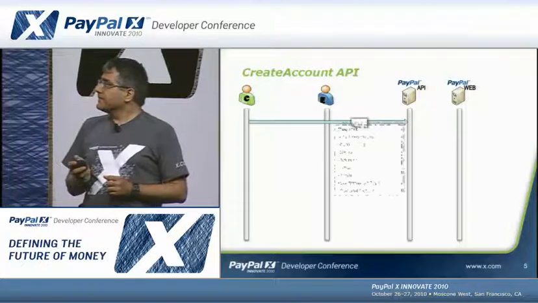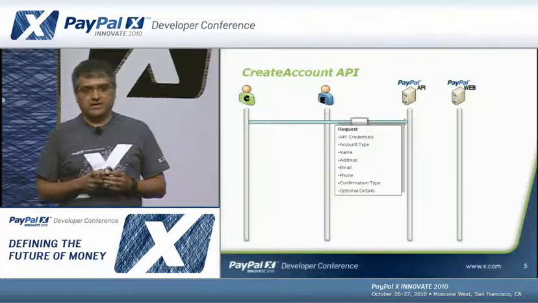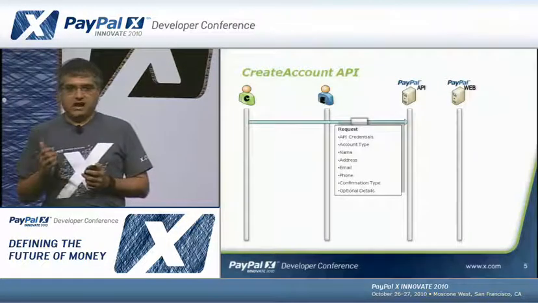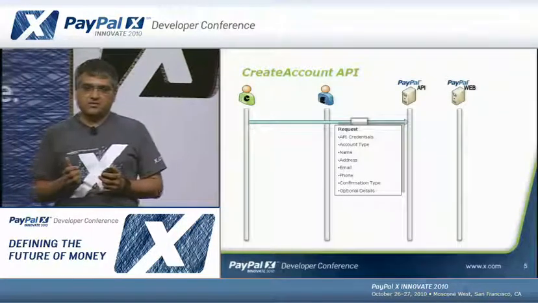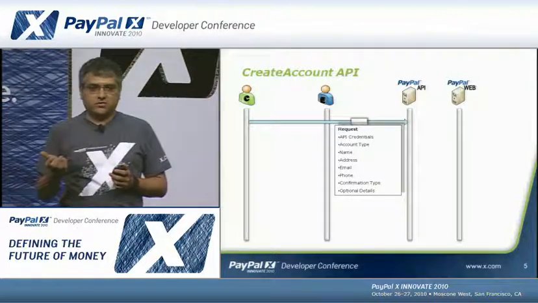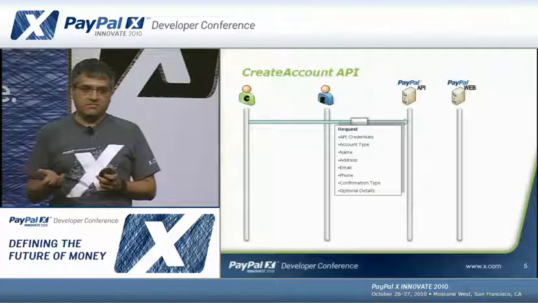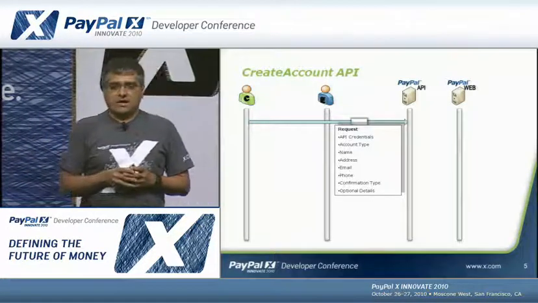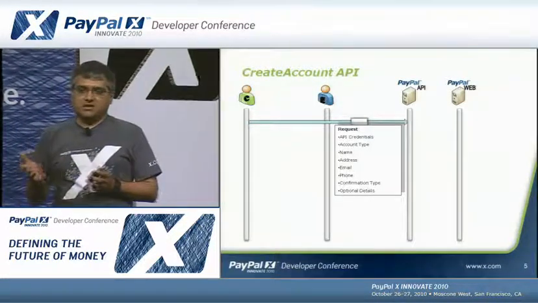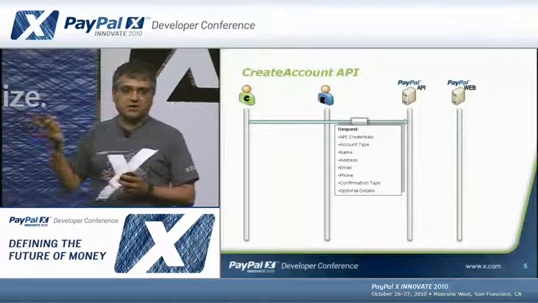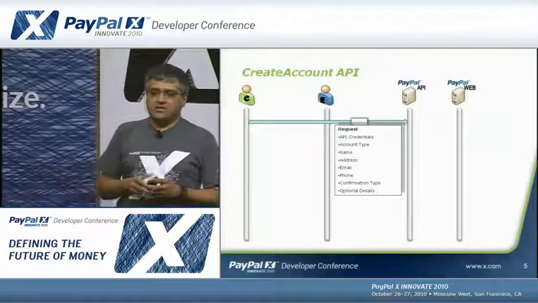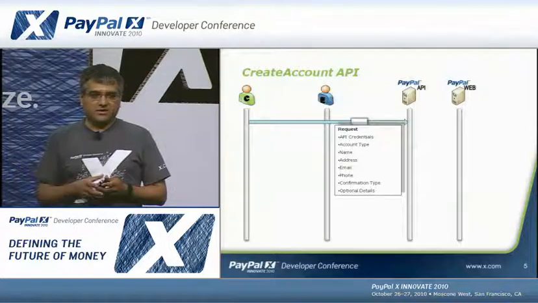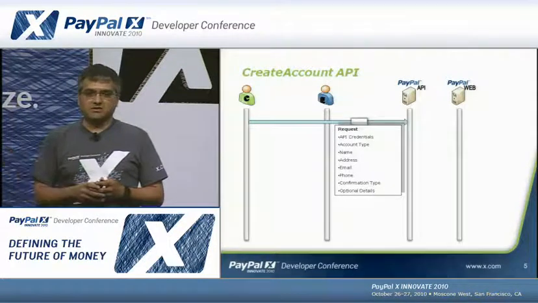So it starts with you first making the create account call. The call, conceptually, is pretty simple. We ask you to send your API credentials, the email address of the end user for whom you're creating the PayPal account, their name, their address, phone number, and the PayPal account type. And that's fundamentally it. Sometimes there's a section called optional details. For certain countries, for example, Canada, you need to send a date of birth. That's a regulatory requirement by the government. So that's where the optional detail comes in.